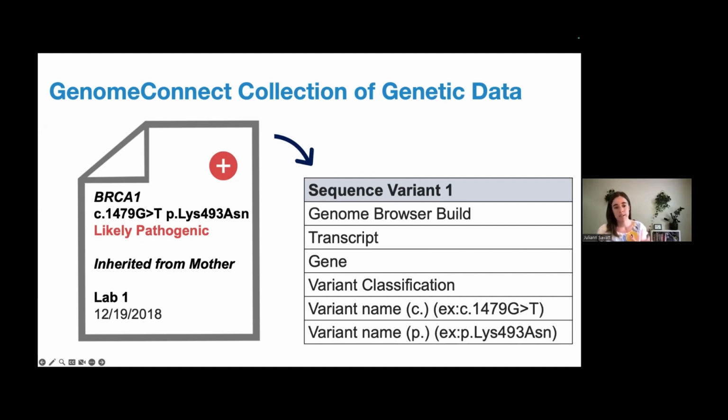Our team, once we get that report, reviews the report and pulls out any information about the genetic change in a structured manner. So rather than asking participants to input the gene, the specific variant, we ask you to upload a report so that our team can pull all of that information out, ensure that we have all of the details that we need to describe that variant accurately.